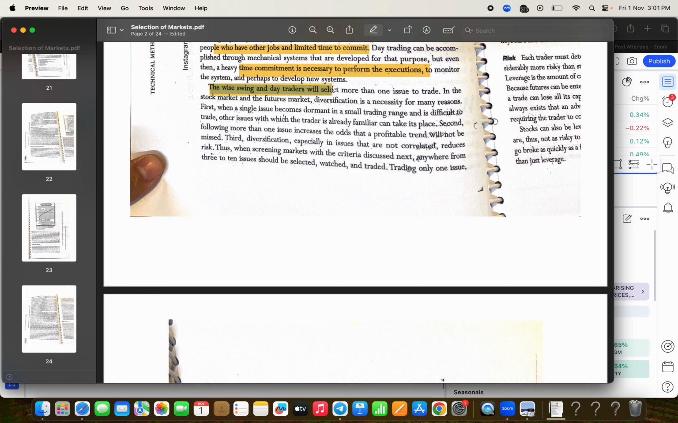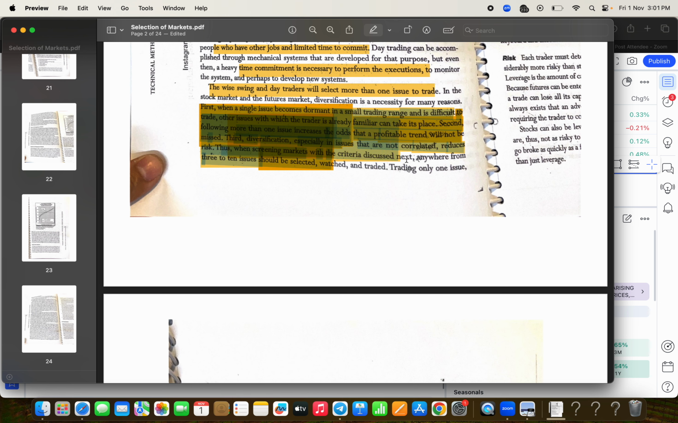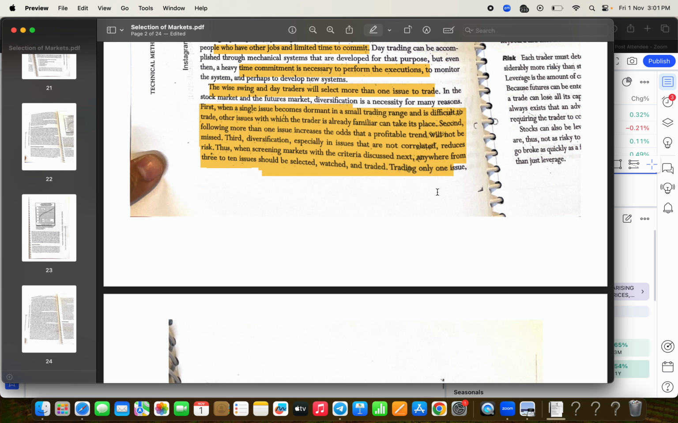The wise swing and day traders will select more than one issue to trade. In the stock market and the futures market, diversification is a necessity for many reasons. First, when a single issue becomes dormant in a small trading range and it is difficult to trade, other issues with which the trader is already familiar can take its place. Second, following more than one issue increases the odds that a profitable trend will not be missed. Diversification, especially in issues that are not correlated, reduces the risk. Thus, when screening markets with the criteria discussed next, anywhere from 3 to 10 issues should be selected, watched, and traded.